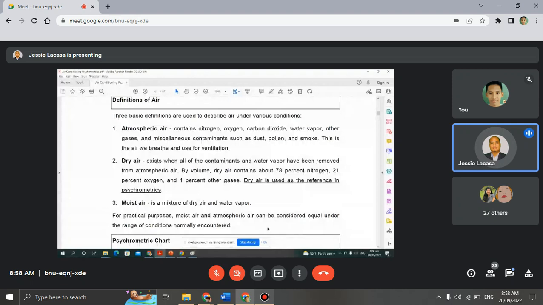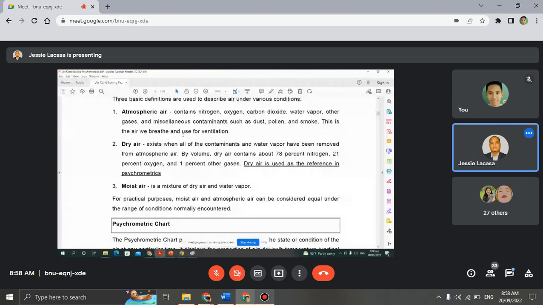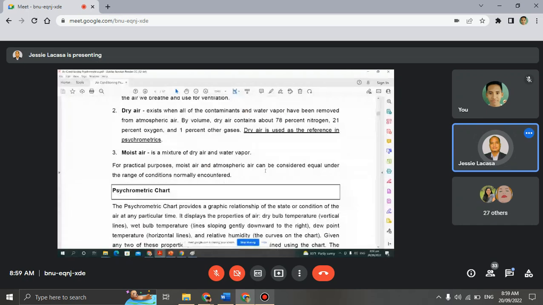And number 3, the moist air. This is a mixture of dry air and water vapor. Basically, what is missing in moist air compared to atmospheric air is the contaminants. For practical purposes, moist air and atmospheric air can be considered equal under the range of conditions normally encountered, since the contaminants are the only difference.